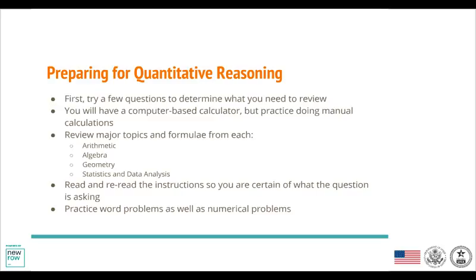And you can do the manual calculations first and then use the calculator to confirm your answer, which generally in mathematics is always a good idea. Review those major topics and formulae from each of these disciplines. You'll want to look back at arithmetic and basic numerical computation. You'll want to look at things like in algebra, like order of operations and factoring and those types of things. In geometry, things like the relationship of angles in a triangle and some of those types of things.